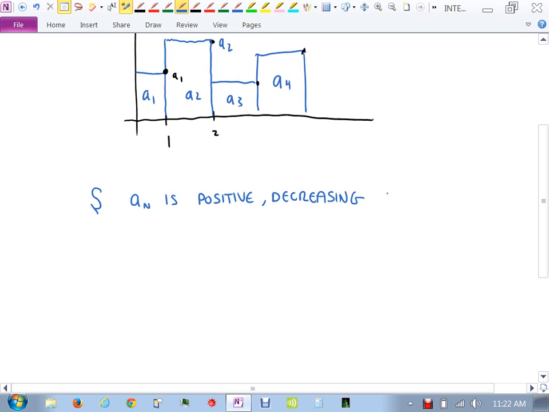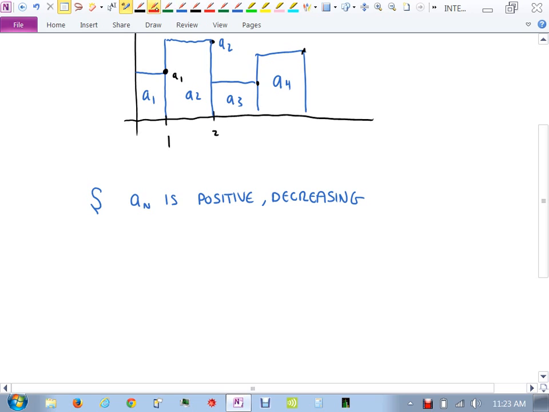We have a sequence that's what? Positive means above the x-axis, right? Basically, every time you plug in n equals 1, 2, 3, it's always a positive number, right? Decreasing means that as I move from left to right, what happens? It goes down, right? Goes down. So our sequence has to be doing that in order for us to use the integral test.